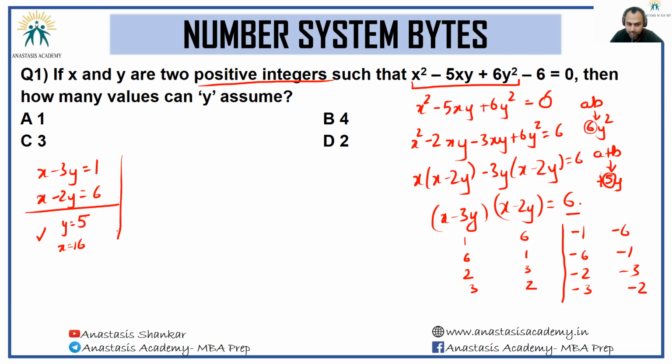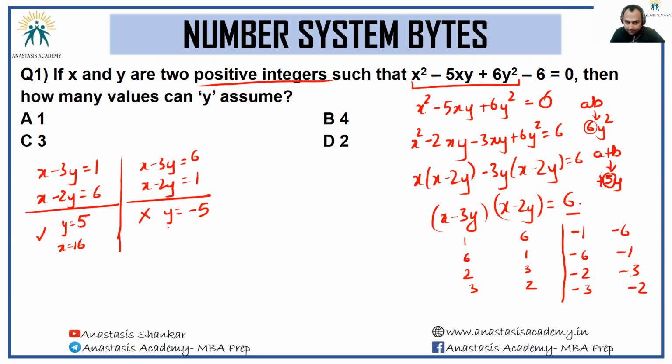Hopefully the second case will clear this up for you. x minus 3y is equal to 6 and x minus 2y is equal to 1. By this, we will get y is equal to minus 5. At this point itself, I can remove it, because y cannot be a negative integer. So this is gone.